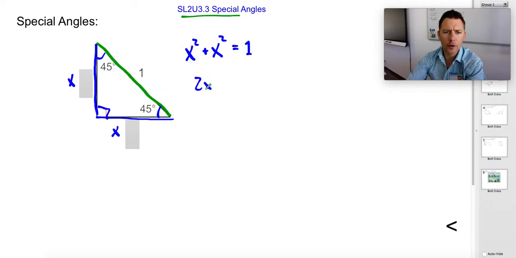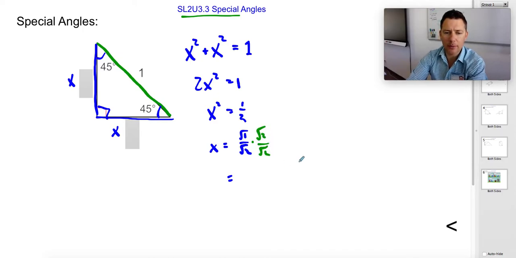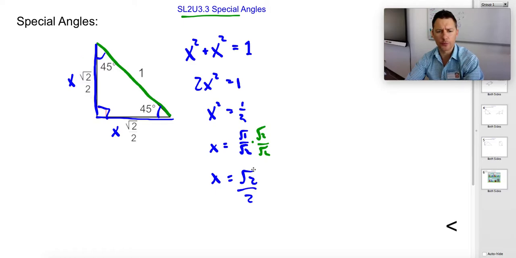This really gives you 2x squared. You divide by 2 and you get x squared as a half. And when you take the square root of both sides, you get root of the top over root of the bottom, if you like to think about it like that. Root 1 is just 1, and we'd rationalize the denominator by multiplying by root 2 over root 2. So you should get x is 1 times root 2 is root 2, over root 2 times itself, which is just 2. So these values of x should just be root 2 over 2. Cool.